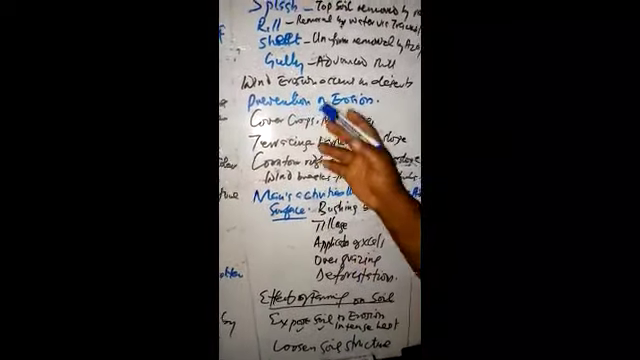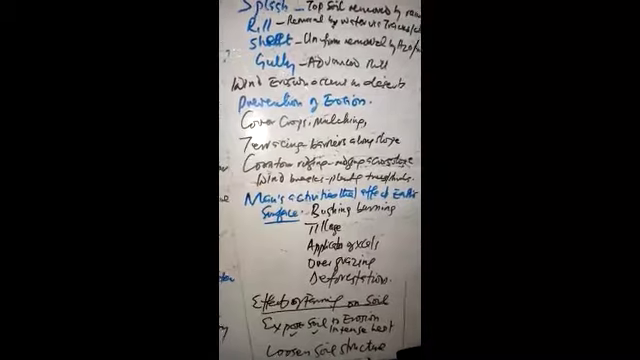Then, how do we prevent erosion? Prevention of erosion. We can prevent erosion by planting cover crops, those crops that spread on the surface of the soil. We can also prevent erosion by mulching.